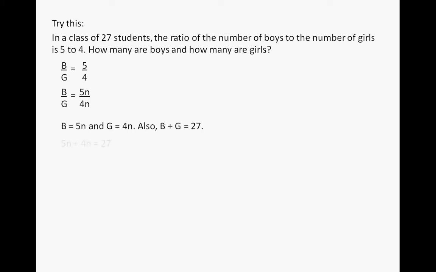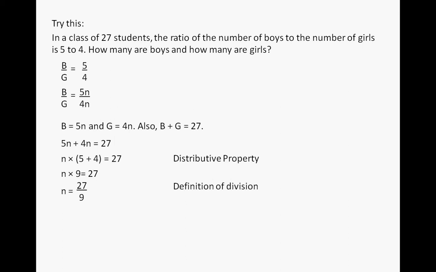So we can substitute the 5n for b and the 4n for g, and now we make that equal to 27. Using the distributive property, we can take the n out and have 5 plus 4. And when we do that, we have n times 9 equals 27. And by using the definition of division, that becomes 27 divided by 9, which gives us 3 groups.